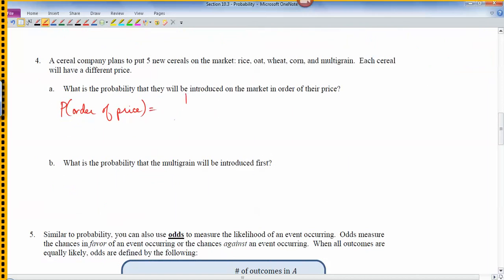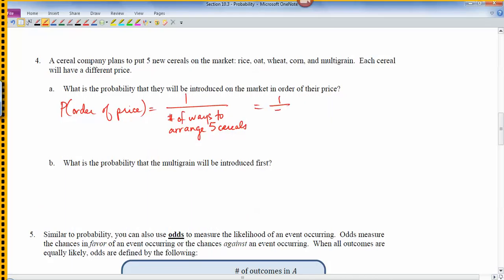So we've got one way of doing that out of, and then there's going to be several ways of ordering 5 objects. So we want the number of ways to arrange the 5 cereals. Well, that's really 5 factorial, or 5P5, right? 5 permute 5. So it's 1 over 5 factorial. 5 factorial is 120. So it's 1 out of 120. Or if you turned it into a decimal form, 0.00833, or if you move the decimal 2 places, it's 0.833%. The 3 is actually repeating.